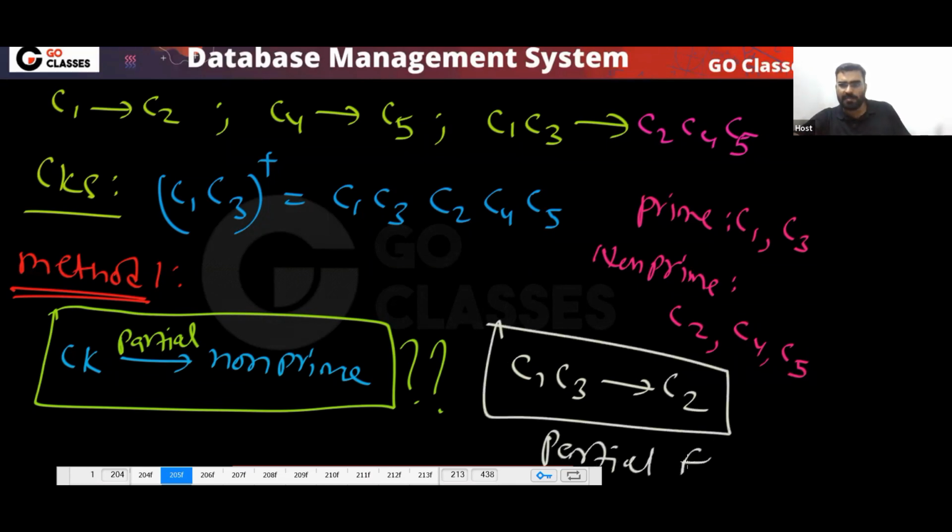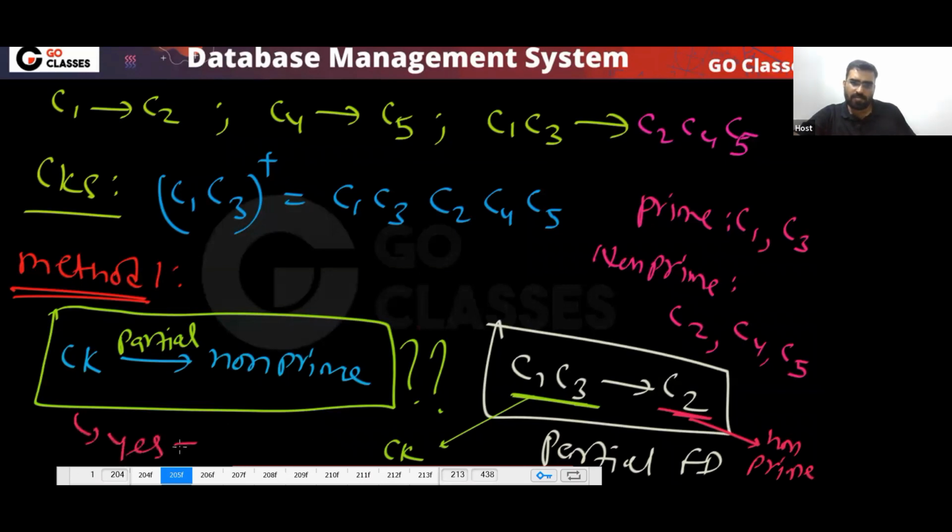This is a partial FD, where this is the candidate key and this is non-prime. So what can I say? This relation is not in 2NF. So this is your method number 1.